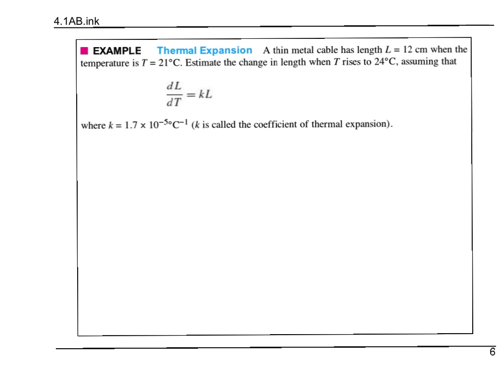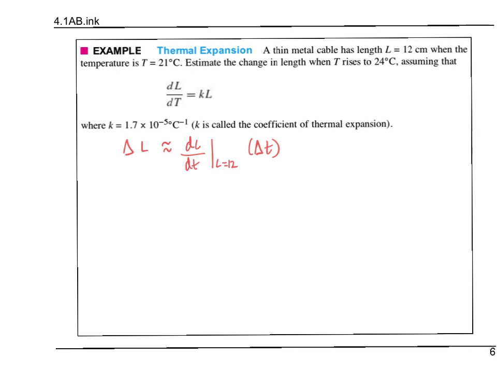So, organizing our thoughts here. Our goal is to figure out what's this change in L, what's the change in length, and that's approximately equal to the derivative when L is 12 multiplied by our change in T. So that's the information that we need to have. We're given the derivative. We know what K is.